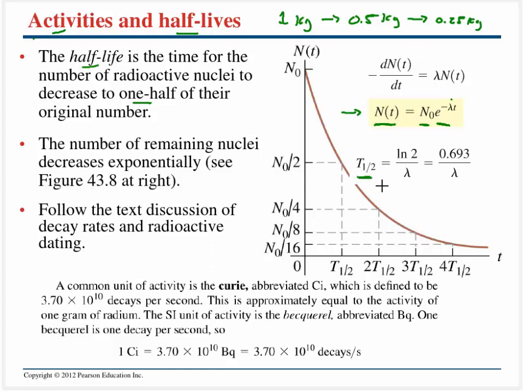So the half-life is going to be the t to the 1/2, and that's going to be in seconds or years or what have you. And that's just going to be the natural log of 2 divided by lambda, where what lambda really is, it's going to be kind of the ratio between the number of decays per second to how many nuclei are kind of left remaining.